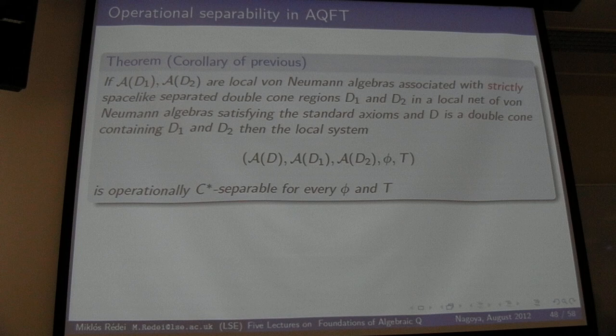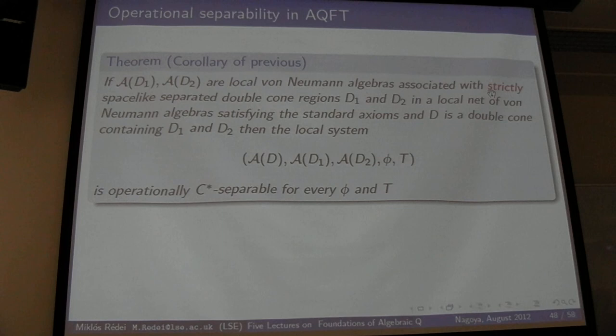So, the state of the matter is the following proposition, which is the corollary of what I already presented here. If you have local von Neumann algebras associated with strictly space-like separated double cone regions in a local net satisfying the axioms, and D is a double cone containing D1 and D2, then this local system is operationally C-star separable for every phi and D.